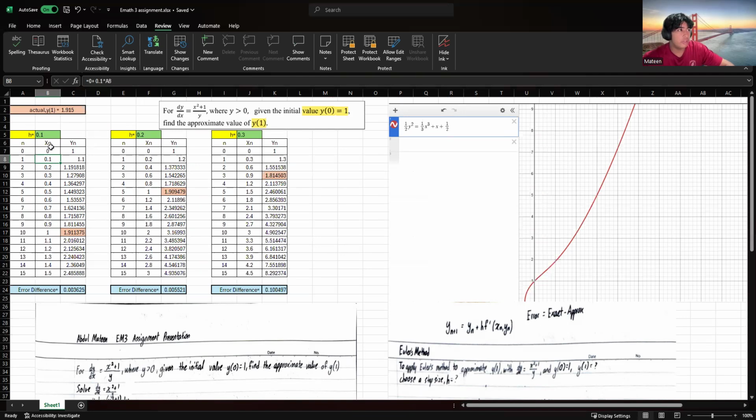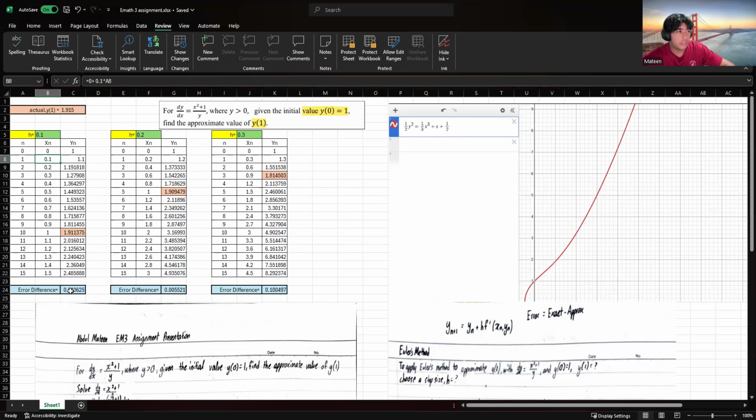And we're trying to obtain the value when x equals 1. So when x equals 1, y equals 1.911375 for h equals 0.1. When h equals 0.2, y equals 1.909. And when h equals 0.3, it is 1.814. But then our x value is not 1, so we take the closest number, which is 0.9. You can see here that the error difference gradually increases as the step size increases. So we can derive that the smaller the step size, the smaller the error difference.